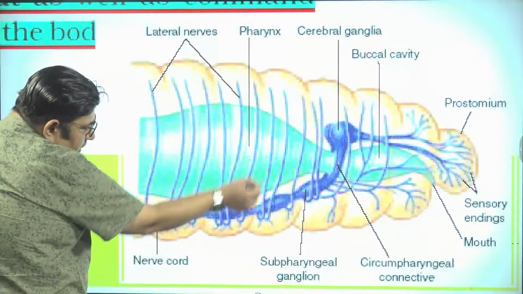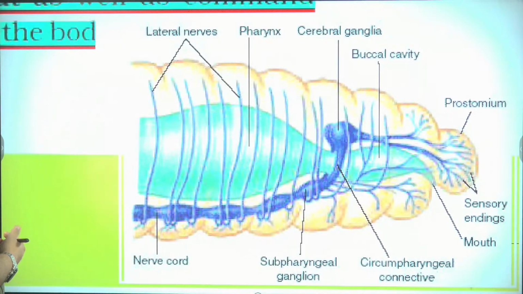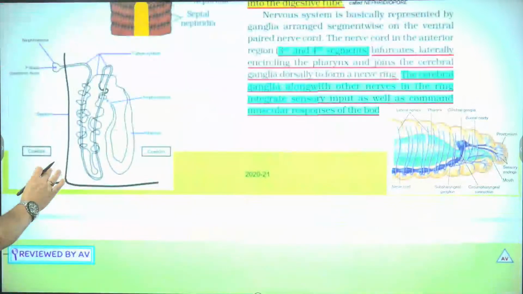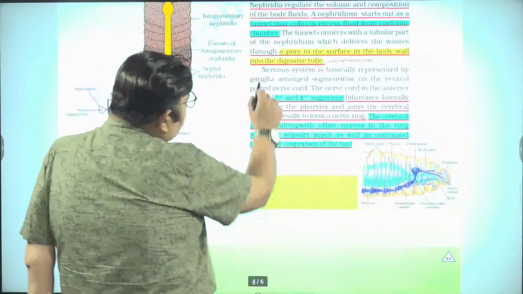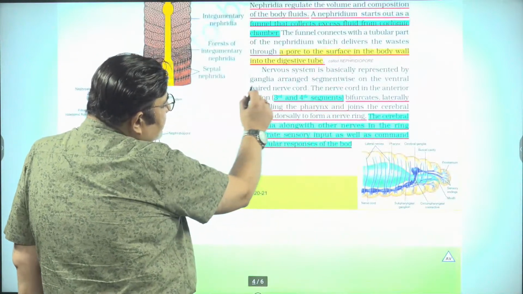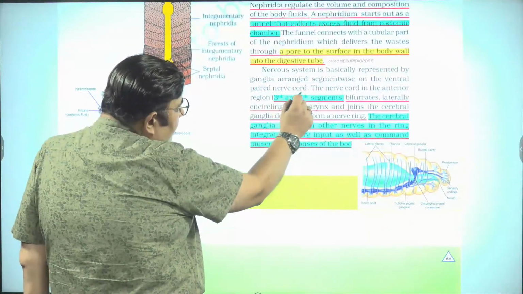These are called segmental nerves. In each segment, segmental ganglia and segmental nerves are there. Lateral nerves or segmental nerves, dear children. The nervous system is basically represented by ganglia arranged segment-wise on the ventral paired nerve cord.